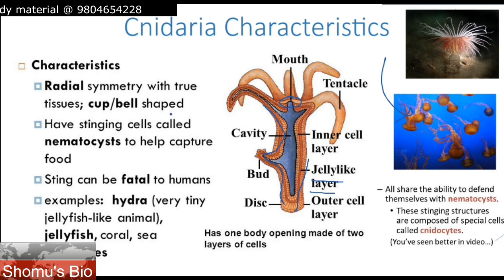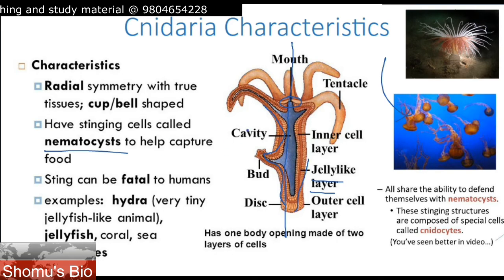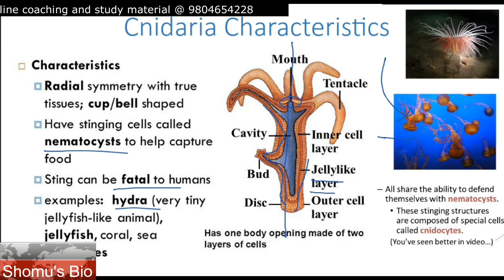and the symmetry here is radial, because if we divide them from the middle, we don't have mirror image structures of each other, different. Now they have stinging cells known as nematocysts that help capture the food. Now these stings can be fatal to humans. Example Hydra. Okay, as you see. Otherwise jellyfish, on the other hand, nematocysts are there. The stinging structures are composed of special cells known as cnidocytes. Okay.